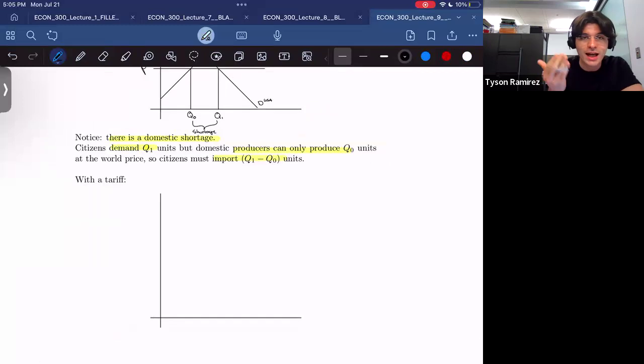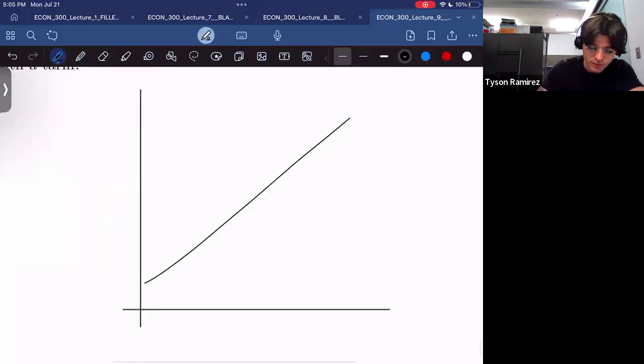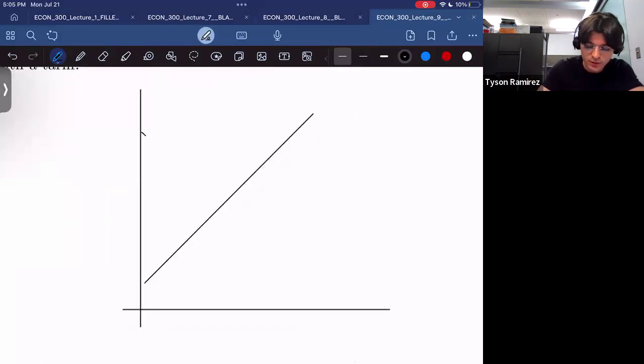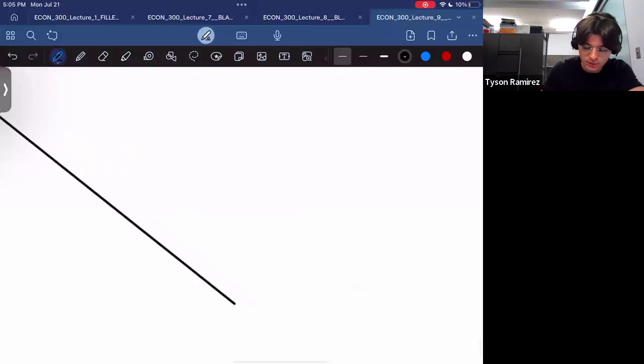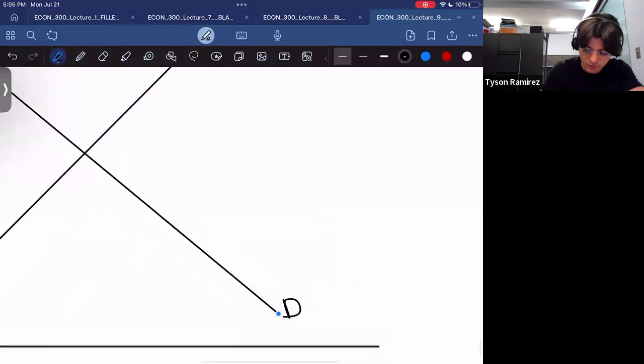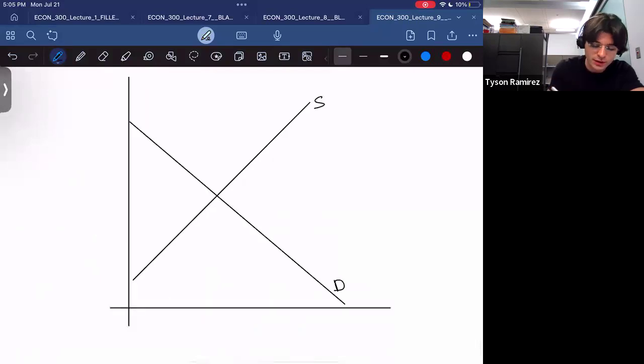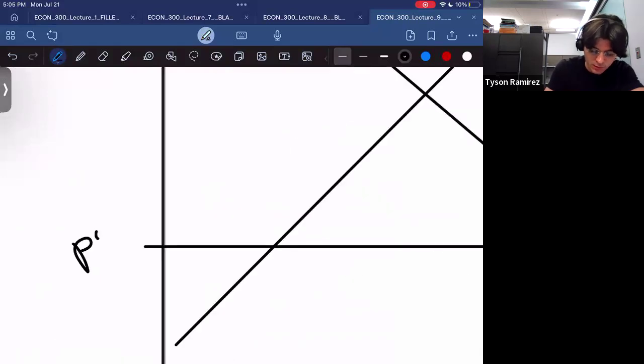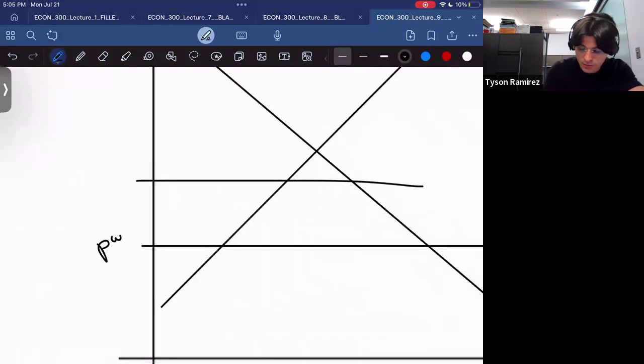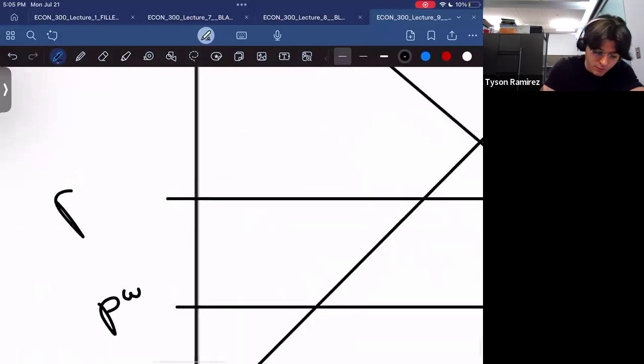Now, what happens if we enact a tariff? What happens if we produce this stuff at home, but we also import it from abroad? And now what happens when we put a tariff on that stuff? Well, we'll still have our domestic supply curve, our domestic demand curve. Something like that. All right, we still have these things. And then we have a competitive world price. And then now we have the price, the world price plus the tariff.